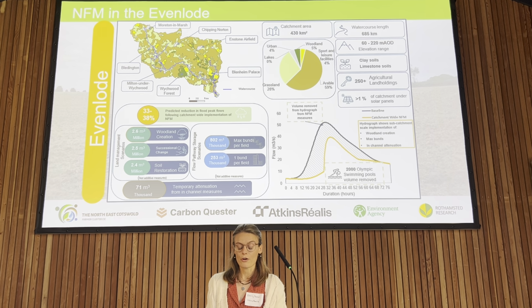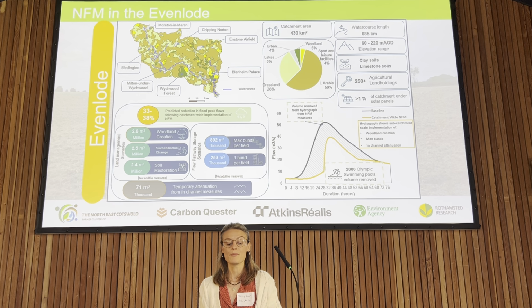So the hydrograph on the right there is showing the baseline flood peak, and then the yellow line there is showing that if all those volumes were captured, if you're implementing flood management in every field in the catchment, what impact that might have on the flood peak. So we take all those volumes and take them off the hydrograph, and it's showing a roughly 33 to 38% decrease in flood peak, and that's shown by that yellow line.